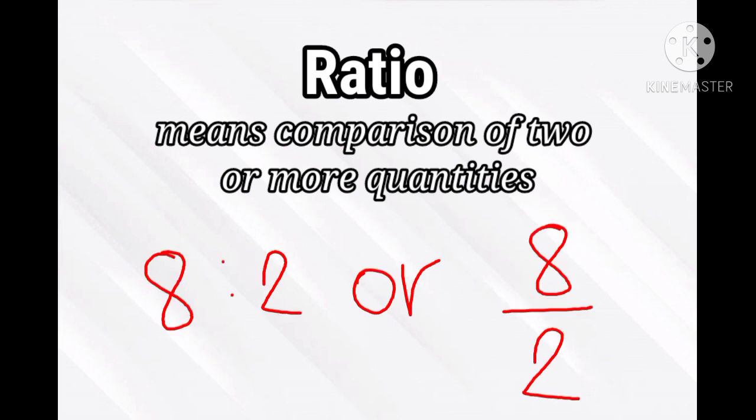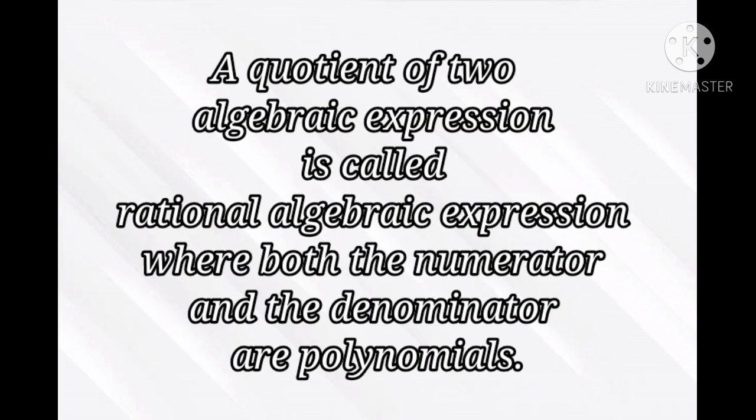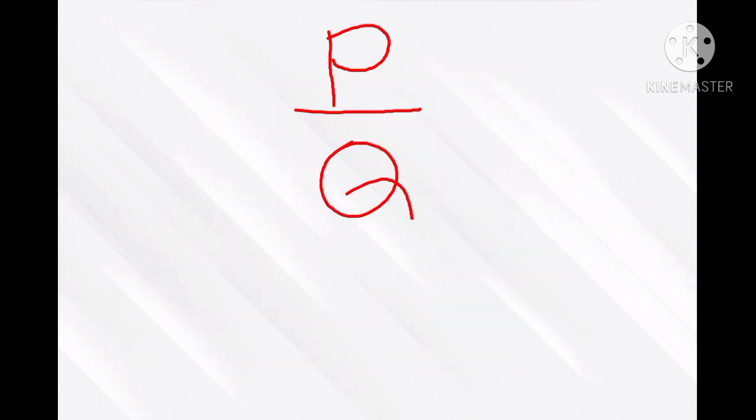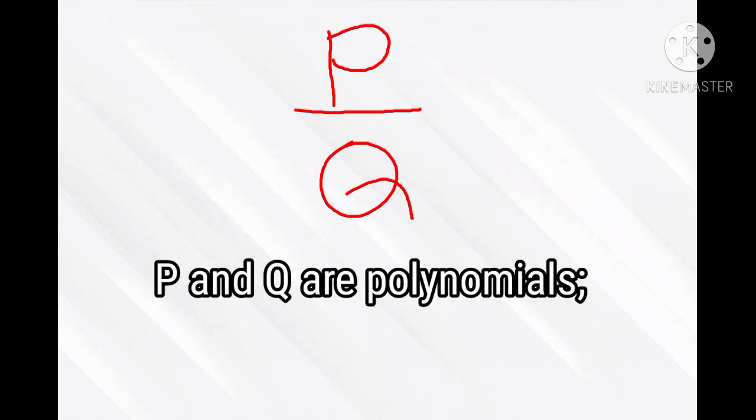8:2 or 8/2. Thus, a quotient of two algebraic expressions is called rational algebraic expressions, where both the numerator and the denominator are polynomials. Rational algebraic expressions can be expressed as P over Q, where P and Q are polynomials, and Q is not equal to 0 because if the denominator is 0, its value is undefined.